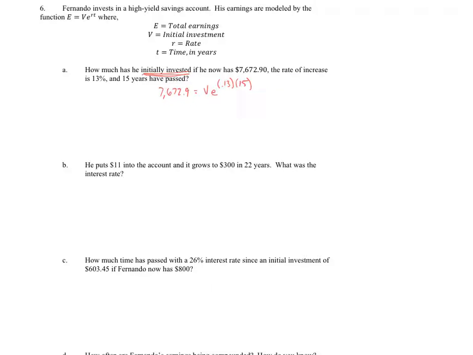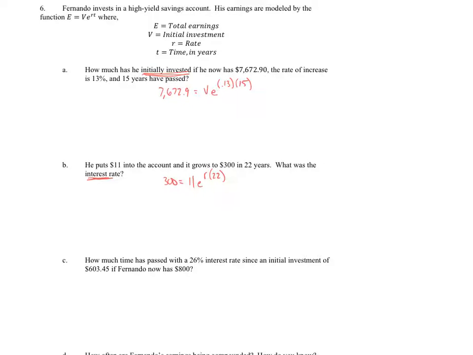B says he puts $11 into the account and it grows to $300 in 22 years. What was the interest rate? So now we're trying to find R. We have E, V, and T. So we can set it up. He now has $300. He initially had $11. We don't know R, but we do know that it's been 22 years. So how will we go about solving that one? Let's leave it B and move on to C.